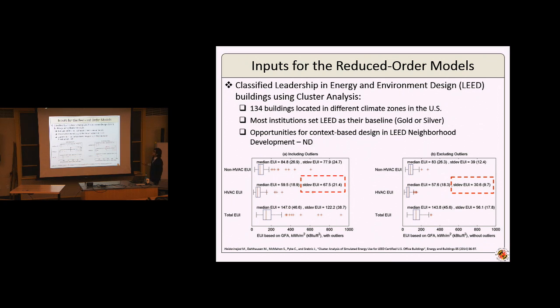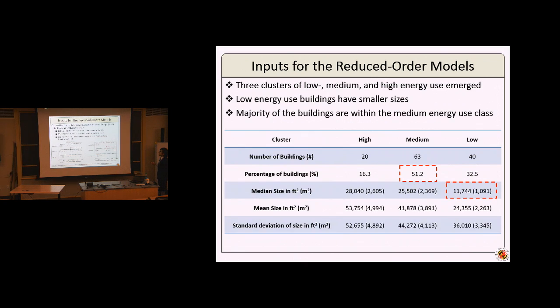A couple of things I would like to emphasize from the results. One thing we did, we looked at the cluster analysis, and 3 different clusters emerged: low energy intensity, medium, and high. Since we are interested in getting some key information, the low energy intensity buildings tend to have a smaller building size. The size is half. So that's something very interesting.